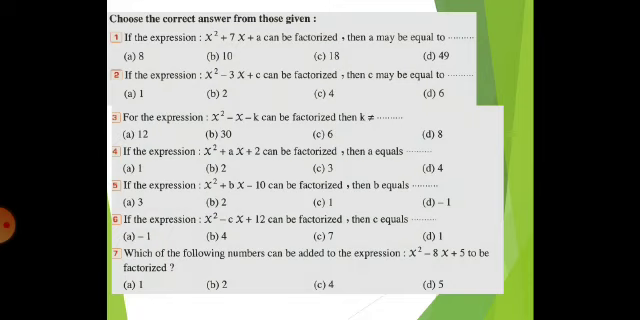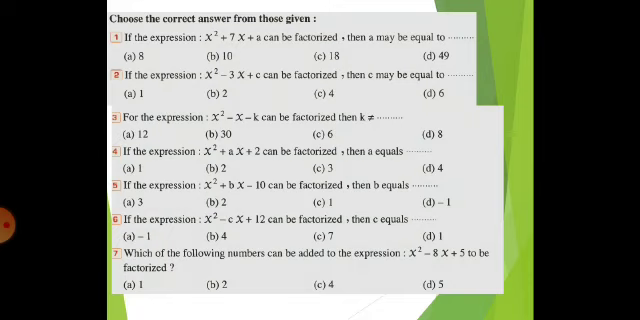Number 10, option B. 1 times 10 equals 10, and 1 plus 10 equals 11. 2 times 5 equals 10, and 2 plus 5 equals 7, we got it. So if a equals 10, we can factorize the expression x power 2 plus 7x plus 10.